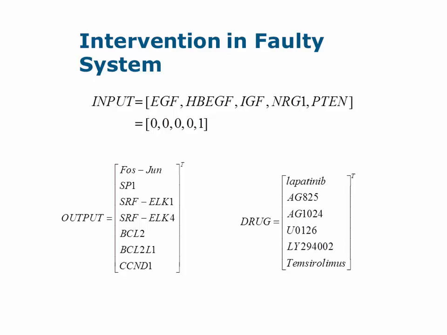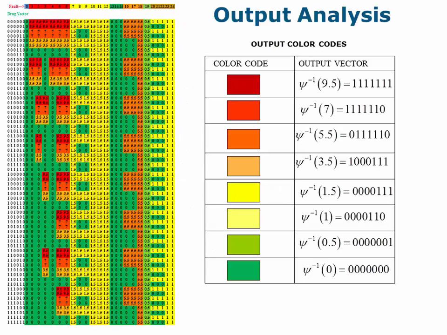So the drug vector: each drug we say either can be applied or not applied. So it's binary, so there are 2^6 possibilities for drug application. And he figured out that there were 24 possible faults that could lead to uncontrolled proliferation. So he went ahead and plotted this, carried out the simulation.